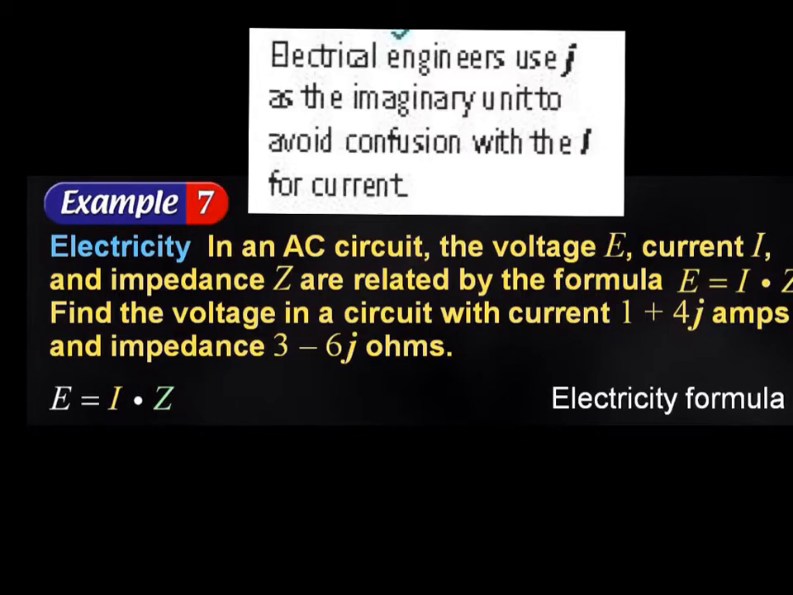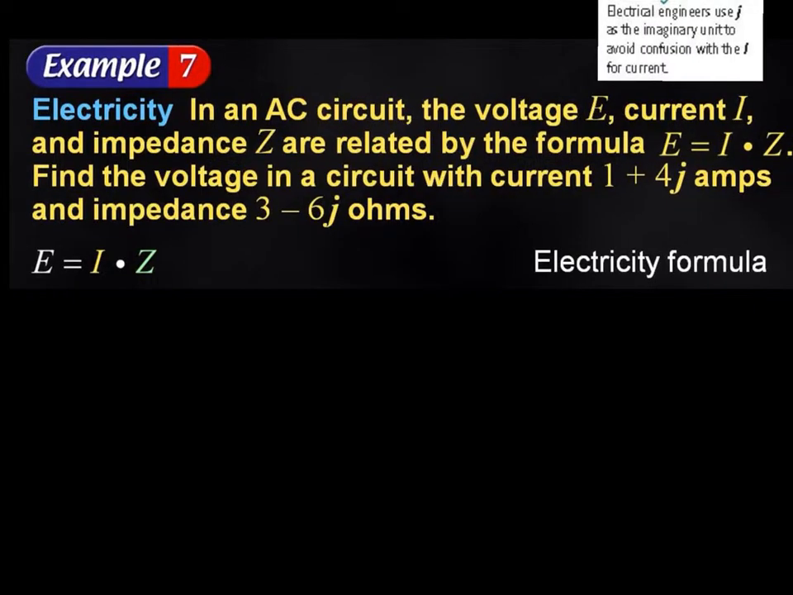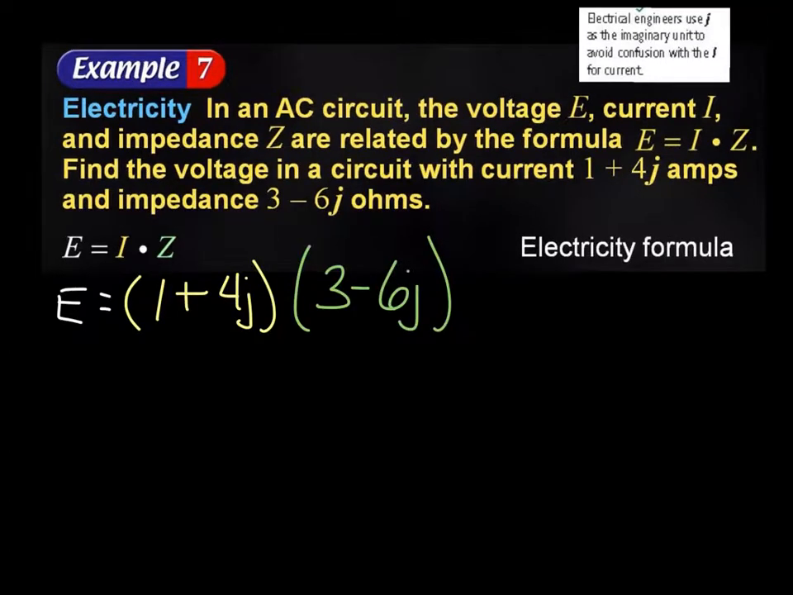Electrical engineers use j as the imaginary unit to avoid confusion with the i that they use for current. Why not just use c for current? In an AC circuit, the voltage E, current I, and impedance Z are related by the formula E equals I times Z. Find the voltage in a circuit with current 1 plus 4j amps and impedance 3 minus 6j ohms.